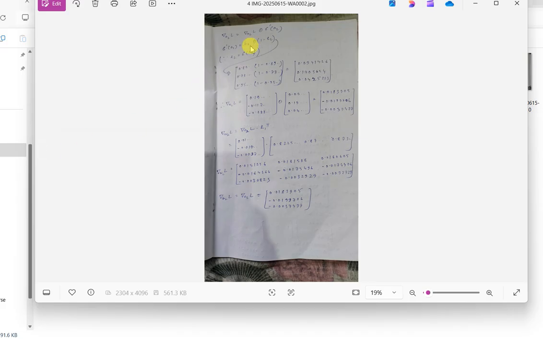And how did you get H2? Well, while calculating the forward pass, you can go back and see for yourself. We calculated H2 using A2 and a function which is the log function, which is nothing but 1 by 1 plus e to the power minus A2.